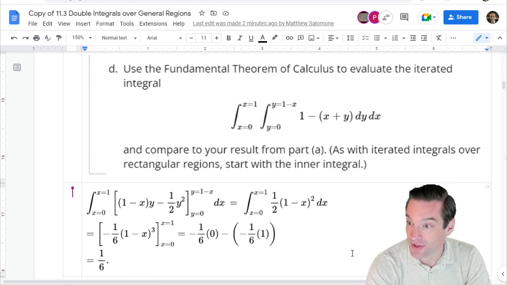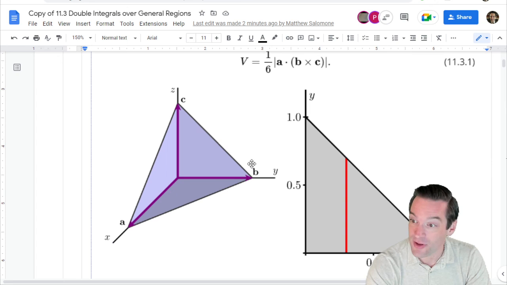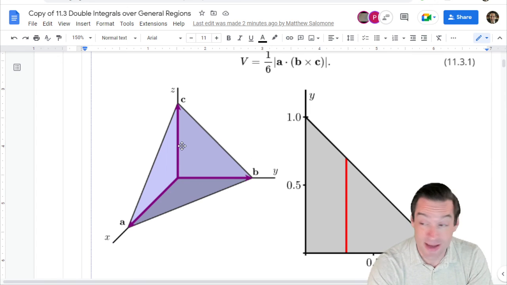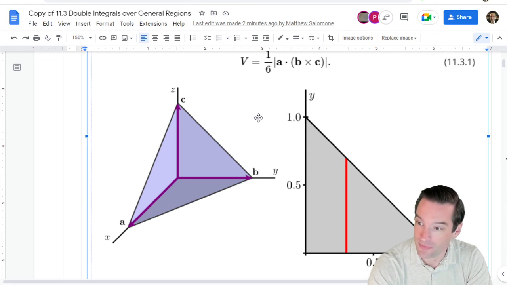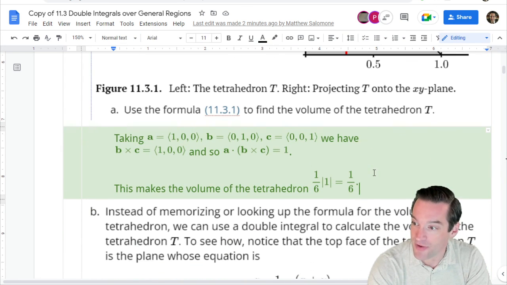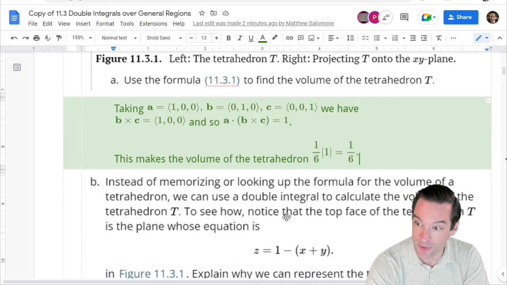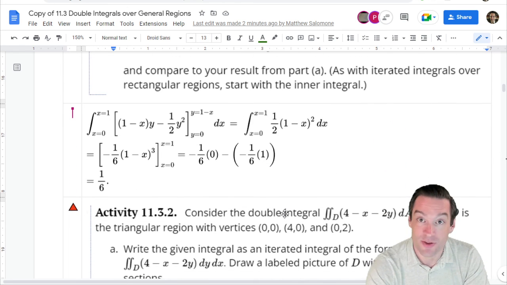And since this was advertised to us in the activity as the volume underneath the graph of 1 minus x minus y lying above this triangular region in the xy plane, that is exactly the volume of this tetrahedron that is made by these three unit vectors. And it agrees with the value that we got by using the 1/6 of the scalar triple product formulation as well. So there is some justice in the universe after all.